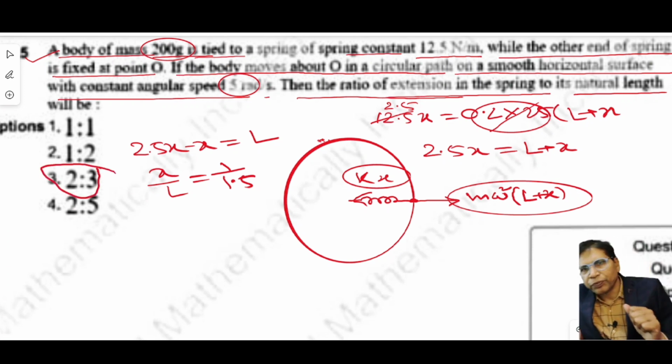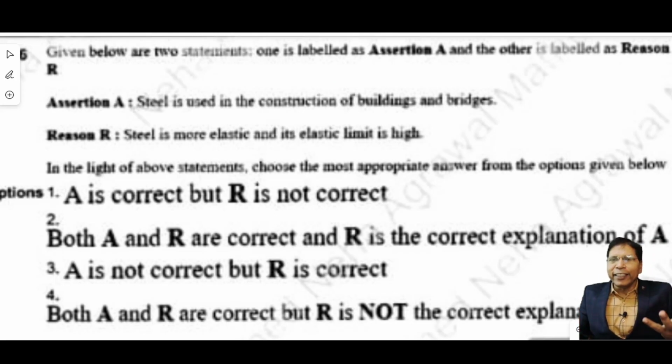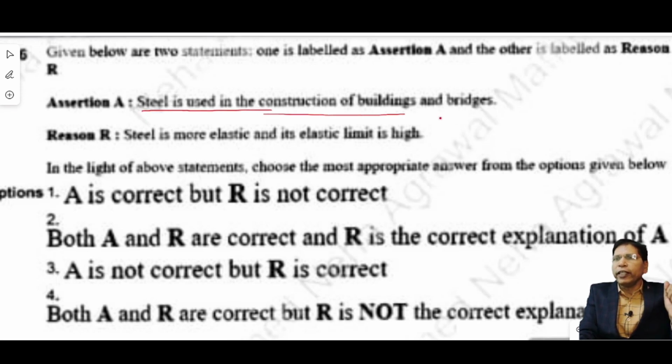Now, look at this assertion reasoning type question. The assertion is: steel is used in the construction of buildings and bridges. The reason is: steel is more elastic and its elastic limit is high. This is correct and this is also correct, and it is the correct explanation of A. So both A and R are correct, and R is the correct explanation of A. So option 2 is correct.